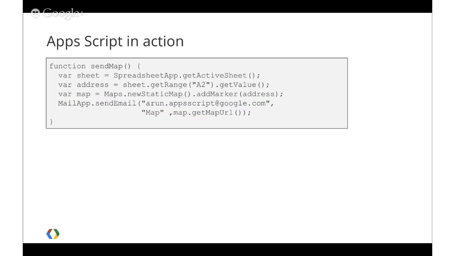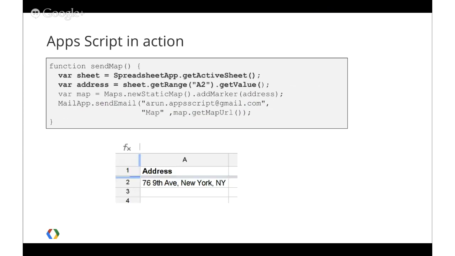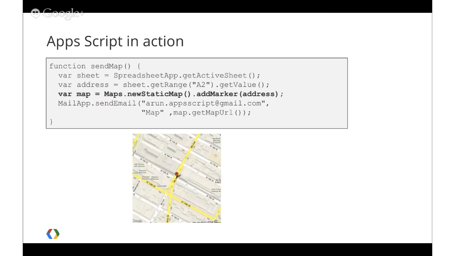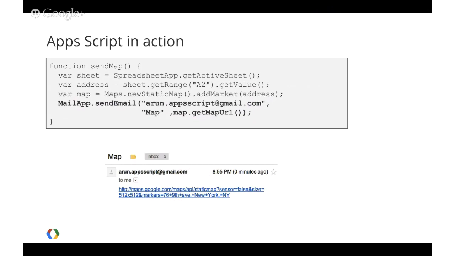So here's a very simple function. You can run and copy and paste it. What this does is it reads a spreadsheet cell's value. So you have an address, that's the address of the New York Google office. You can very easily then take that address, convert it into a static map, a one-line API there, and then use the Gmail service to send the link to that static map to an email address.